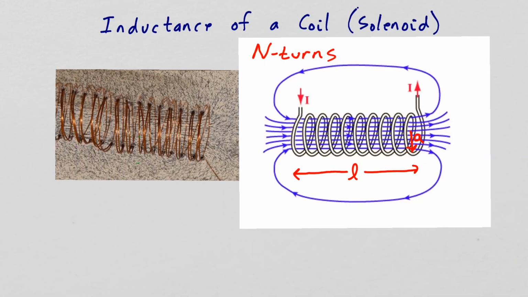Let's determine the inductance of a coil that consists of N turns, is of length L, and whose cross-section has a radius of A. We know the magnetic field inside the coil is going to be much stronger than the magnetic field outside the coil. We can see that with how the iron filings line up with the magnetic field inside a coil but stay randomly oriented outside of a coil.